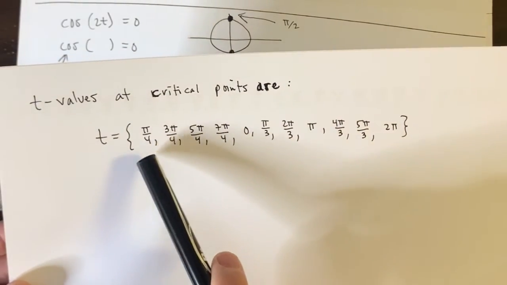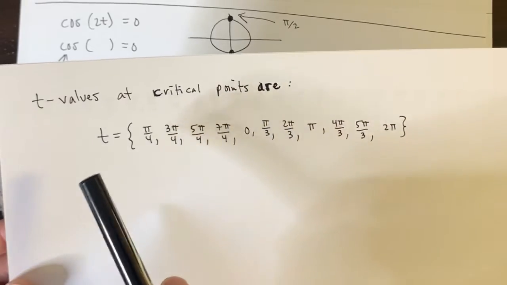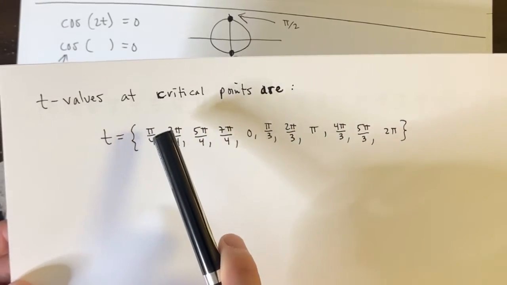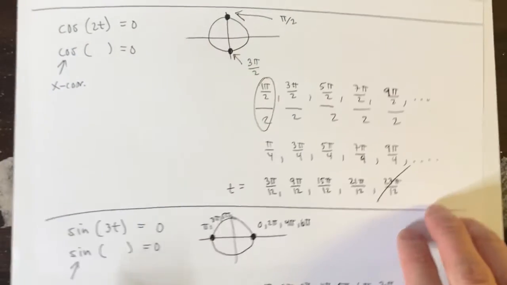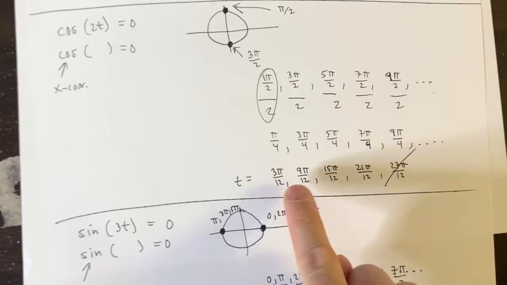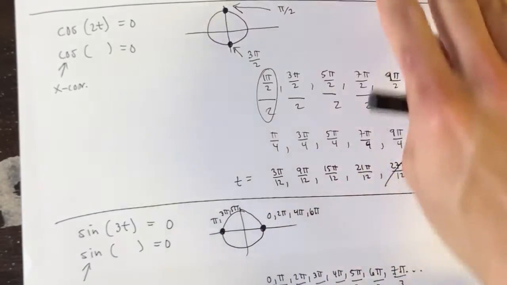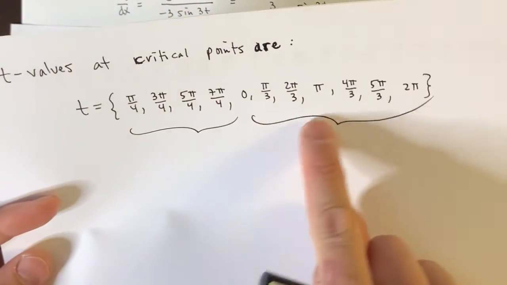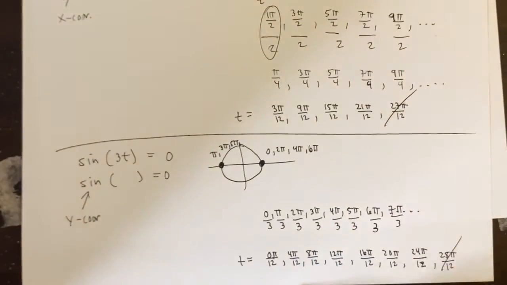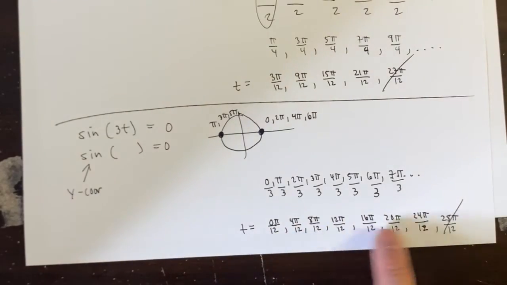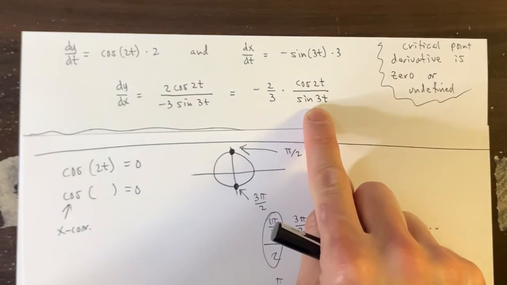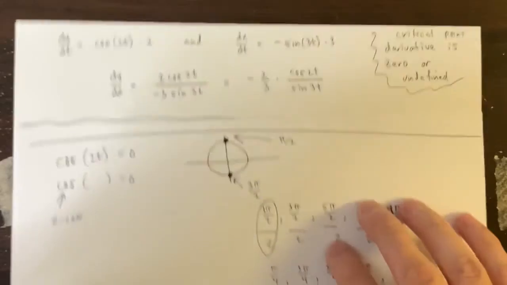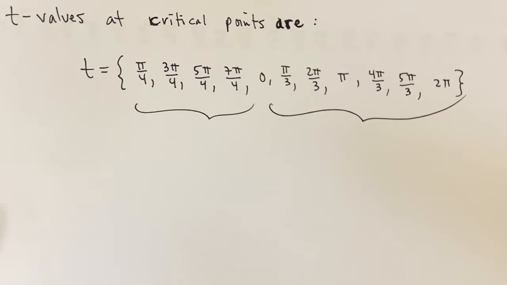So this here should be the complete list of the t values at all the critical points of the original function, where I believe this first portion came from these, but I reduced them. These are the things that made the numerator of the derivative 0. And these in the back are the reduced versions of these down here, the numbers that make the denominator of the derivative 0, so the undefined values. So again, all together, these should be it right there.